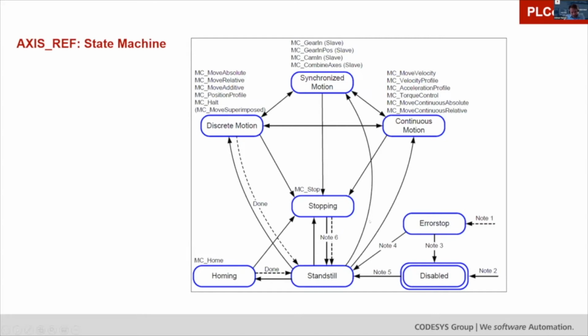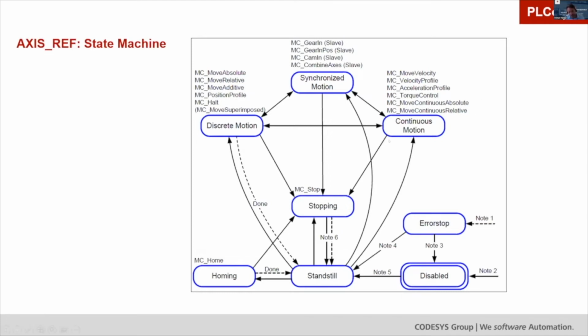For moving, there's not just one moving state, but there are 4 states in the end. One is the discrete motion state. These states have been introduced to distinguish between the types of motion that are executed. The discrete motion state means that the movement has a defined end. A typical example is a move absolute command. Move absolute means we want to move the axis to a certain position, and there it should stop. So we have a defined end, and therefore this is a discrete motion.